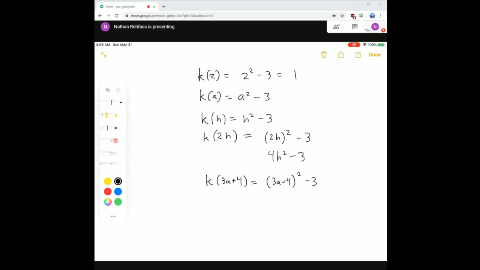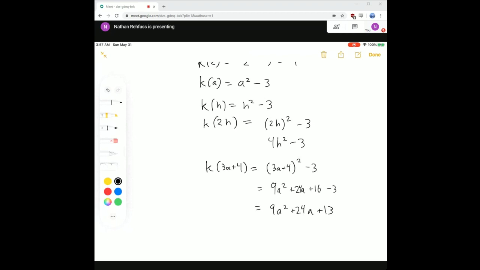3a times 3a is 9a squared. 3a times 4 is 12a. We have 2 of those, so I get 24a. And then 4 times 4 is 16. So I FOILed that. Whoops, this is 24a. So I FOILed that, and then I subtract 3. So k of 3a plus 4 is 9a squared plus 24a plus 13. So if you plug in an expression, you can get a different expression back.